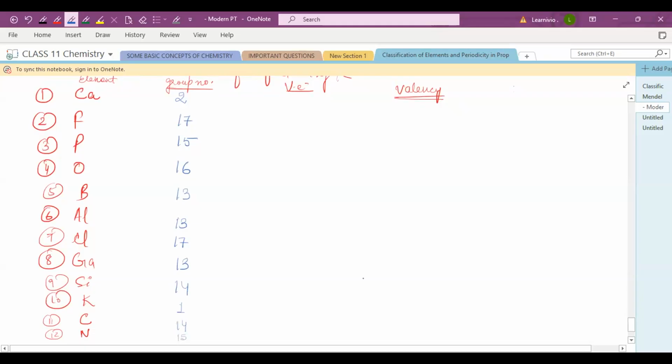Okay, so I have written the group number. Now, just tell me the valence electron. We know that valence electron is the unit digit of the group number, right? Tell me one by one. For calcium, 2. Fluorine? 7. Phosphorus? 5. Oxygen? 6. Boron is 3. Aluminium 3, right? So you just have to see the unit digit and write down the valence electron. Again, 1, 4, and 5.